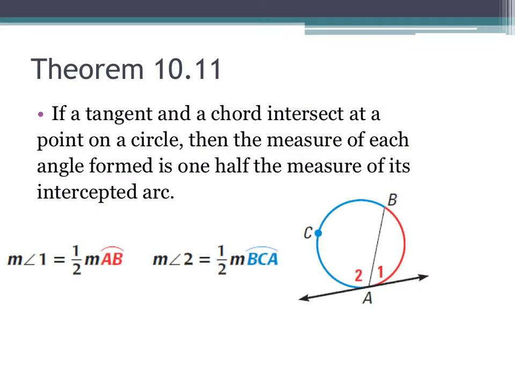Theorem 10.11 says if a tangent and a chord intersect at a point on the circle, then the measure of each angle formed is 1/2 the measure of its intercepted arc. We actually learned this yesterday, but now it's in a theorem format. That's the only difference. So when a chord hits a tangent, the arc that's intercepted would be twice the angle, and the angle would be 1/2 the arc.